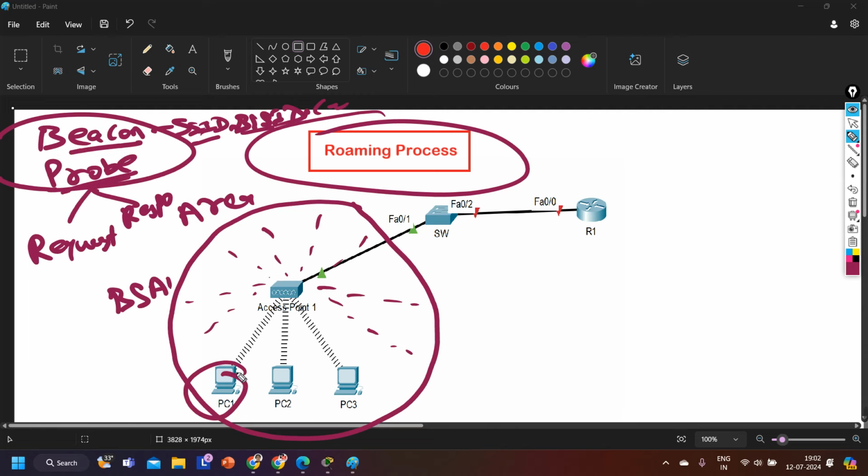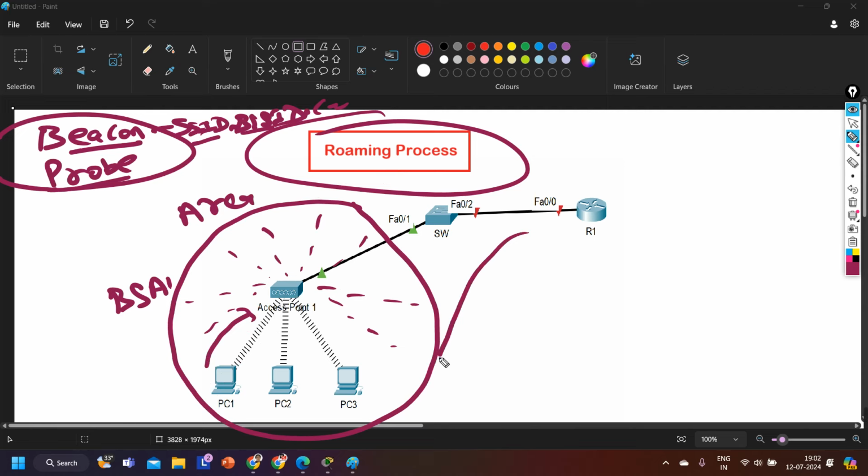So let's suppose this PC has discovered the access point. This client machine PC1 has discovered the access point. Now to connect with this AP, my client machine is going to send an association message. We discussed these messages in the last class. Today we are going to discuss the roaming process. So with the help of the association message, my PC1 is connected with this AP.